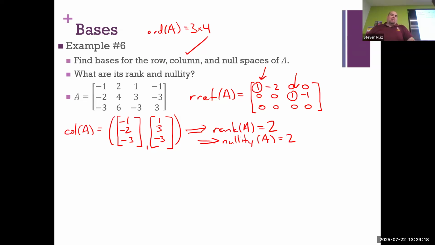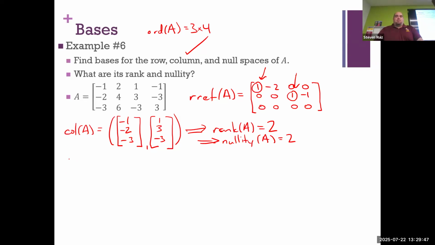Which means now if I ask you to define the null space, it should have exactly 2 vectors in its basis. Do we know what those 2 vectors are? We should probably take a little more care. With the column space, you can just pluck out those vectors. The null space, I think we have to do a little more defining. So from here, how do we find the null space?